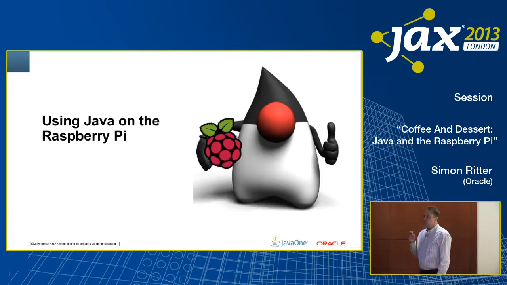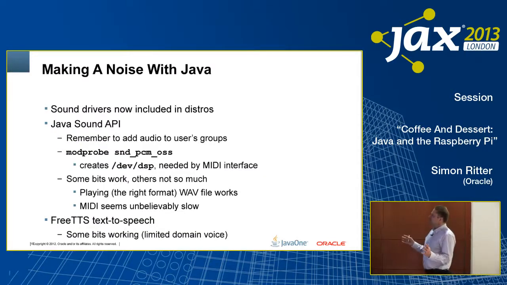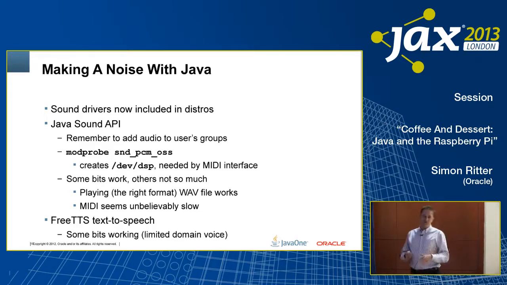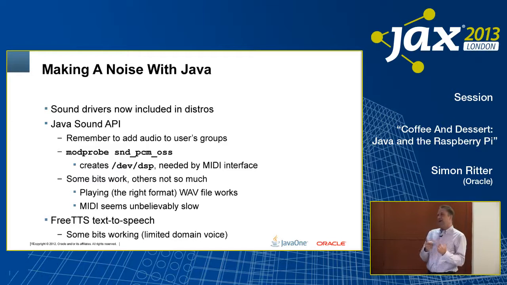So let's talk about using Java on the Raspberry Pi. What are the sorts of things you can do with it, and how do you do them? When I first started looking at the Raspberry Pi, there were a number of areas that I thought would be interesting to look at. One of those was sound, because I thought, let's get the Raspberry Pi to talk, let's get it to make interesting sounds and things like that. And I've had somewhat variable success with that.